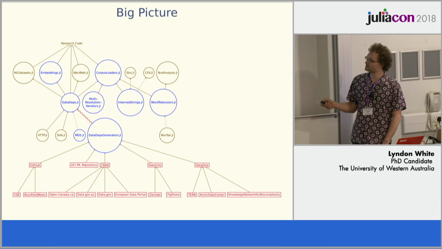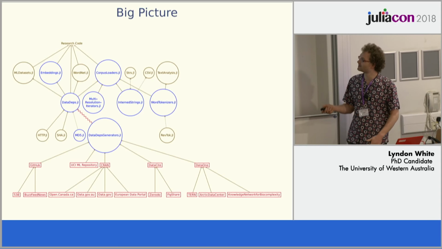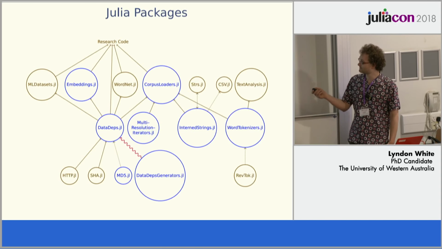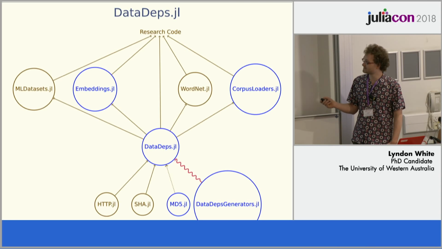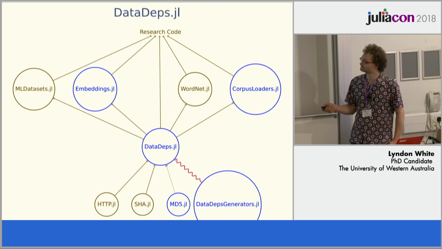So this is the big picture of my talk. We're not going to cover all of this in detail, but this is kind of the ecosystem that we're working in. So the Julia packages we're going to have here are these. And we'll start by talking about DataDeps, which supports these packages and a few others that I didn't write, which is cool. And of course is useful for your research code directly.